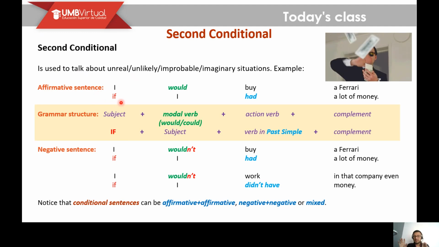Listo. Esto a veces tiende a ser un poco complejo, lo voy a tratar de explicar más bien en español, ¿listo? Tenemos, todo esto es una oración junta, para que de pronto la podamos leer junta. I would buy a Ferrari if I had a lot of money. ¿Listo? Yo compraría un Ferrari si yo tuviera mucho dinero. Esa es toda una sola oración.